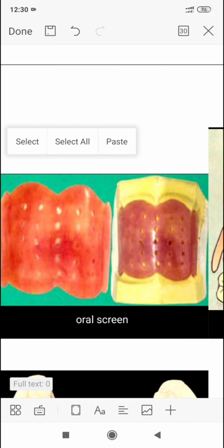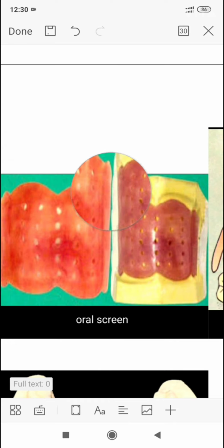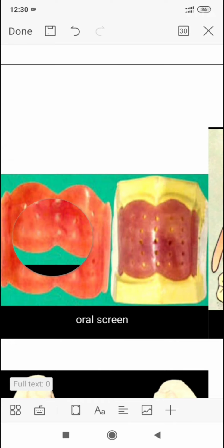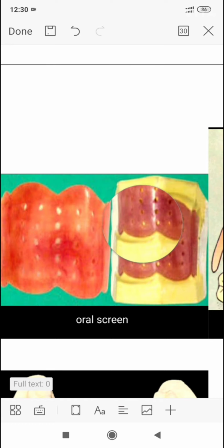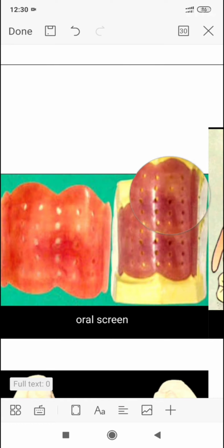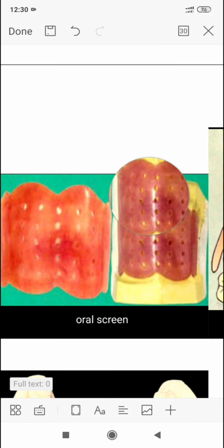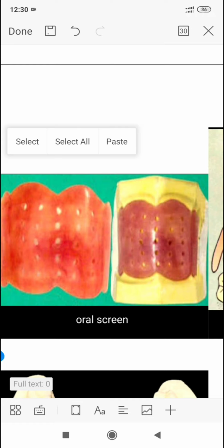This is an oral screen. It's also called a vestibular screen. As you see, here there are voids because it is used in mouth breathers. If voids are not present, then it could be used for thumb sucking patients, lip and cheek biting patients also. Also, it is used to correct mild anterior proclination.